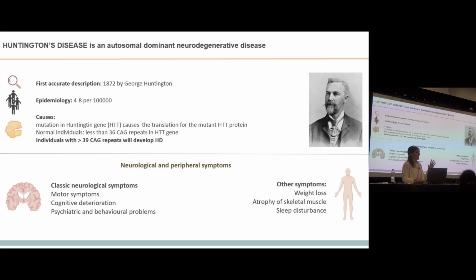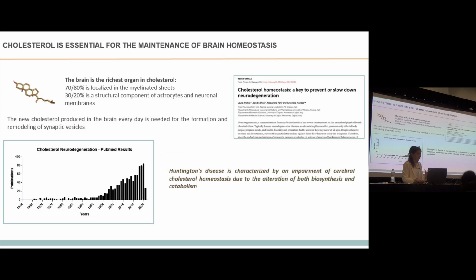But as I mentioned, our focus is cholesterol, and cholesterol is essential for the maintenance of brain homeostasis. In fact, we know that the brain is the richest organ in cholesterol. In fact, 80% is localized in myelin sheaths, and 20% is the structural component of astrocytes. Every day our brain produces new cholesterol that is essential for maintaining the synaptic vesicles.